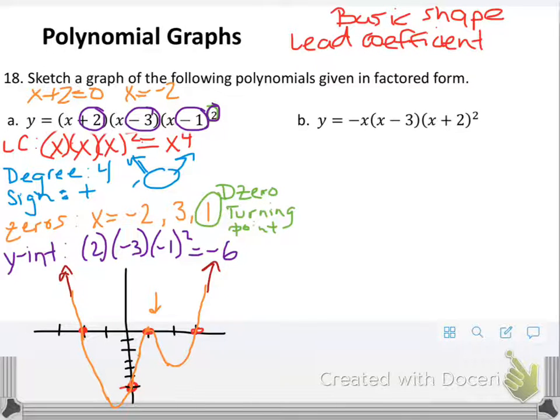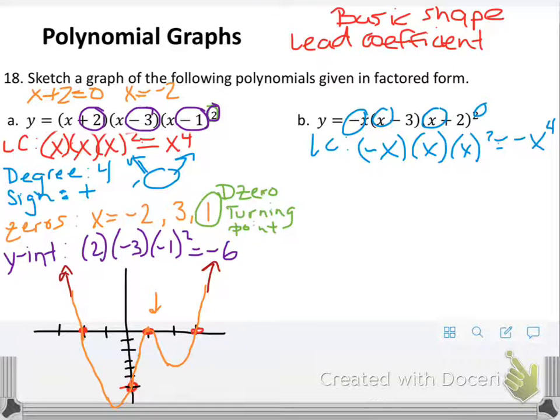So let's do the same thing over here with question B. For our lead coefficient, we're going to simply multiply all of the x terms together, keeping in mind the last one is squared. So this time I get a -x to the 4th. Okay, so that's going to determine two important things about my end behavior. Since my degree is still 4, I know the ends are going to go in the same direction, but now my sign is negative, so that means the ends are going to point down.